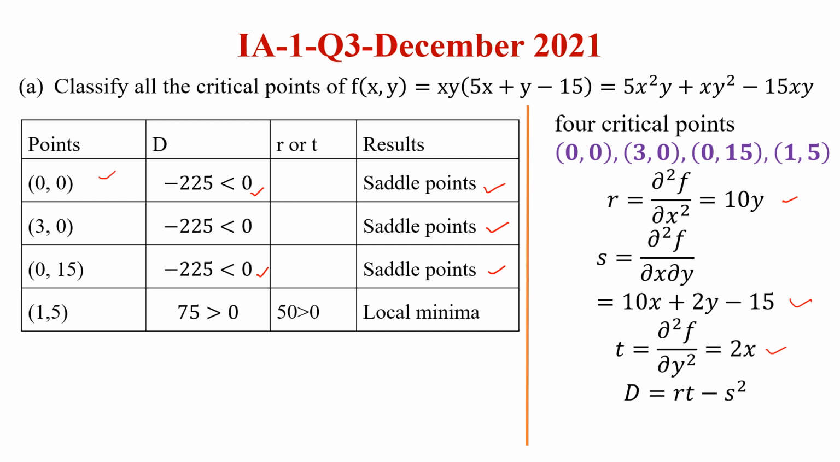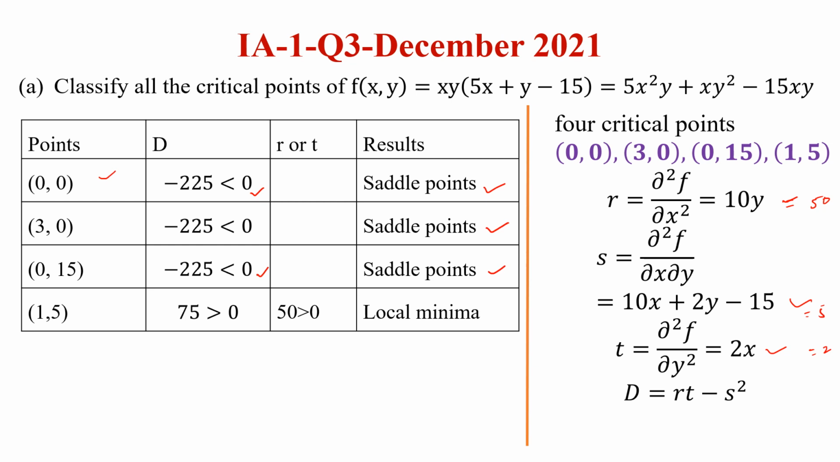Now the fourth point we have is (1, 5). So x is equal to 1, y is equal to 5. So r is going to be 5 into 10, that is 50. S is going to be 10 plus 10, 20, minus 15, so it is going to be 5. And t is going to be 2 into 1, that is 2.